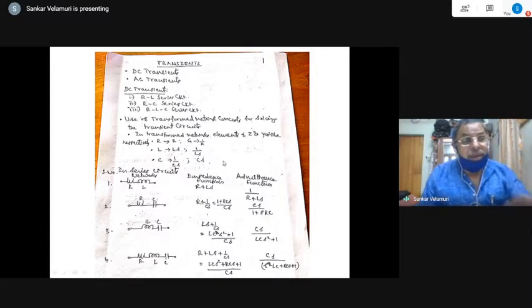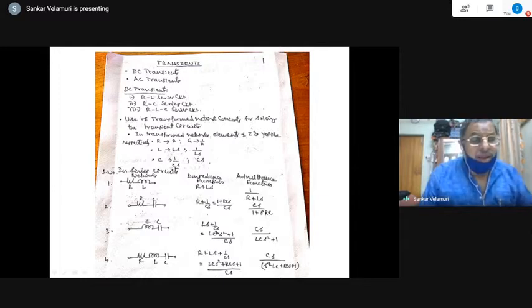So transient phenomena is a sudden application of voltages or currents into the network. What is the behavior of the circuit? For that you need to understand this. There are two types of networks: DC transients and AC transients. Today and some part of tomorrow I would like to discuss DC transients, and subsequently AC transients, the toughest topic.